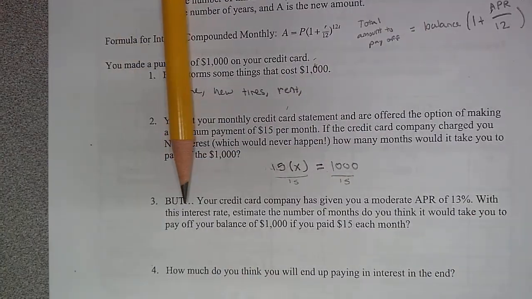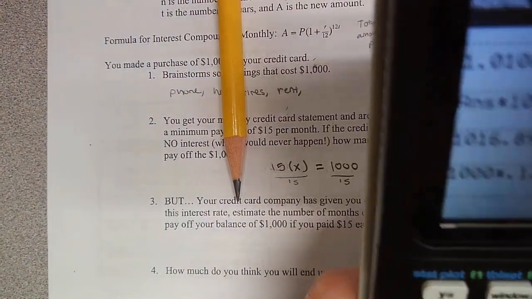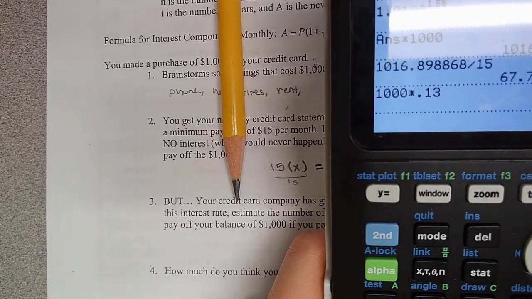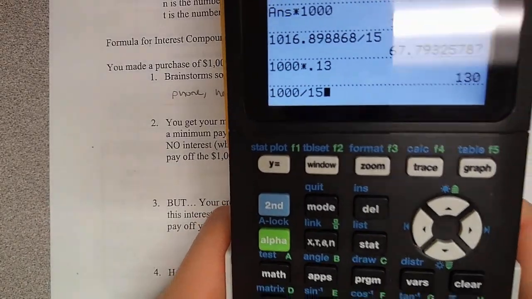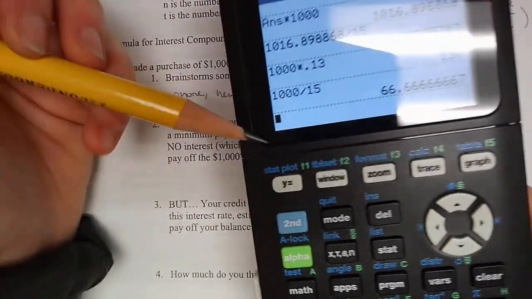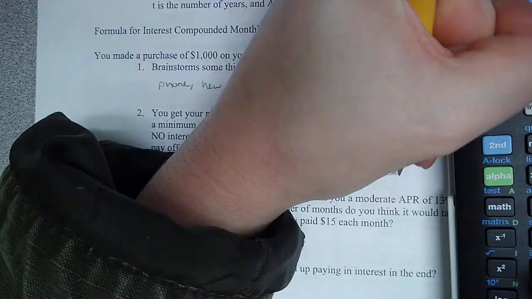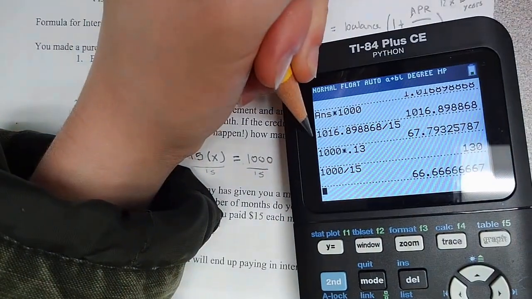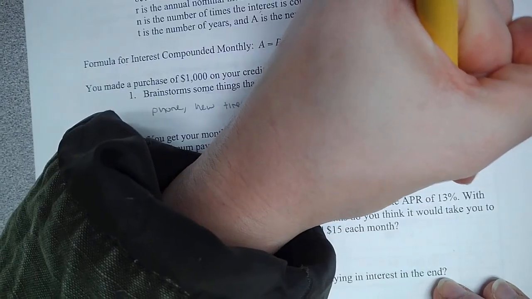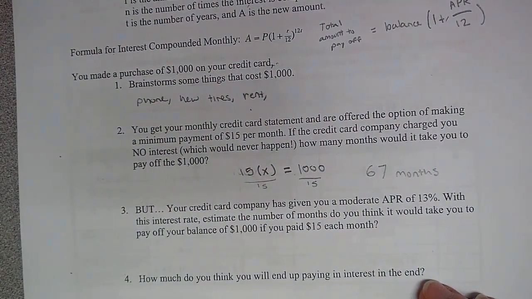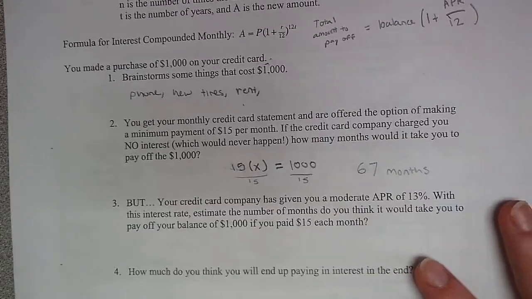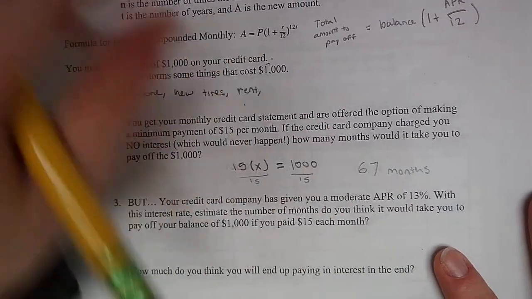So if there was no interest, which of course would never happen, because then they wouldn't make any money at all, we're just going to do 1,000 divided by the amount of money that you spend per month to find out how many months. I'll round to 67 months. That's about 5.5 years. It's a good long while, and that would be $15 a month with no interest.